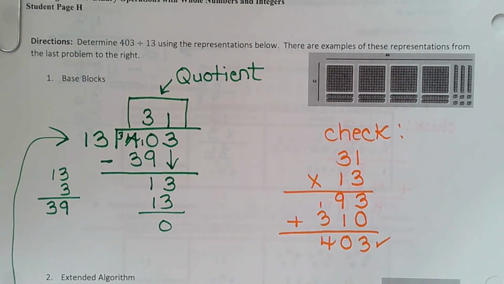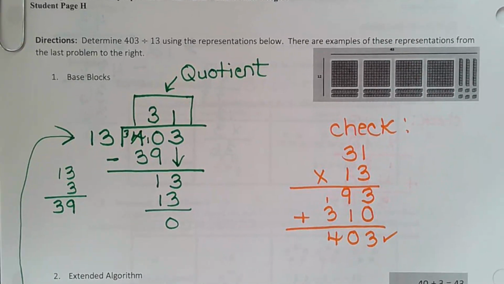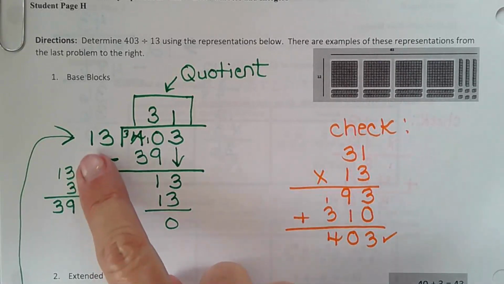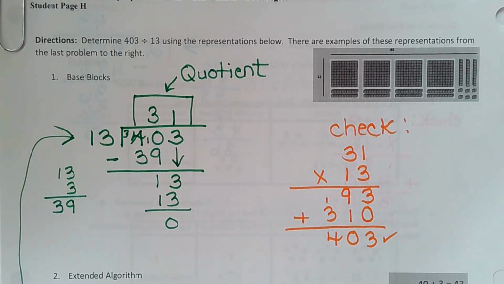And I'll show you how to check with remainders when we get to the remainders in the next chapter. But for right now, no remainders, so all you have to do is multiply these two and it should always give you that number back.